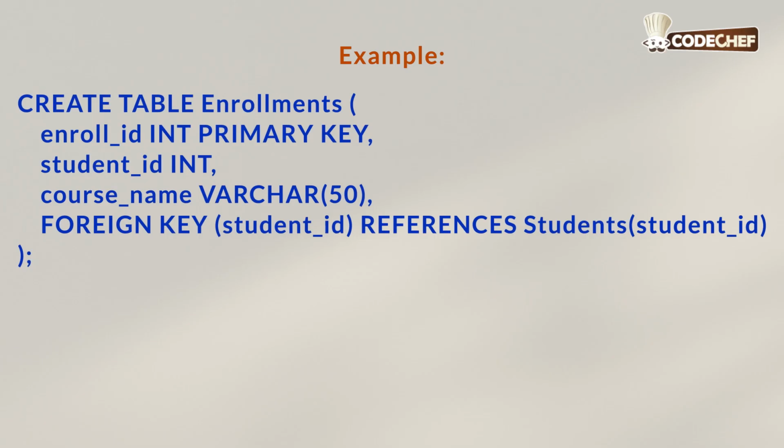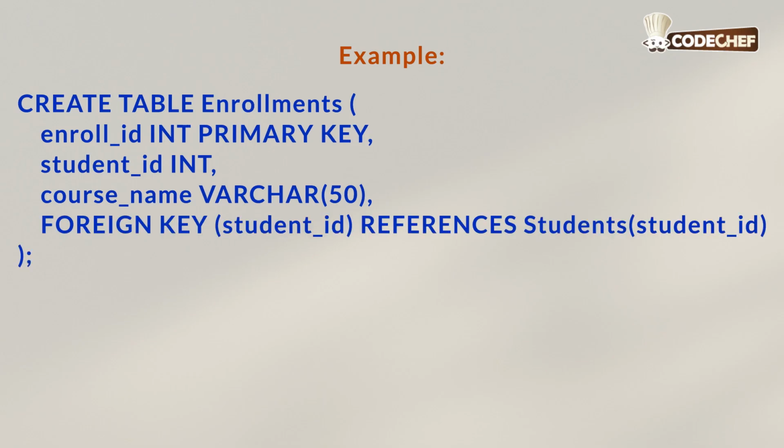Example. Now in this example, we will see how we set foreign keys. So create table enrollments. Here create table is the syntax, enrollments is the name of the table, bracket, then enroll ID int primary key. So for this particular table enrollments, enroll ID is the primary key, comma, student ID int, comma, course name varchar in bracket 50, comma, and then foreign key in bracket student ID references students in bracket student ID, and then bracket close and semicolon.